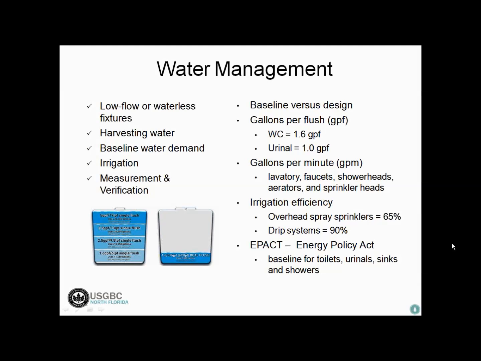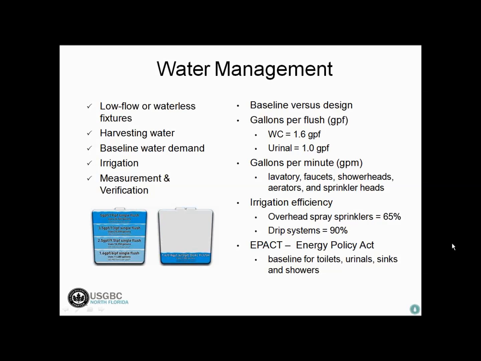Okay, that's it. Oh, I already talked about most of this. I didn't know I had a slide. So, for test purposes, you want to be familiar with those consumption rates. Toilets 1.6 gallons per flush, urinals 1 gallon per flush, sinks at half a gallon per minute. We talked about low flow fixtures, harvesting water. I didn't talk about the baseline and how those calculations are done.